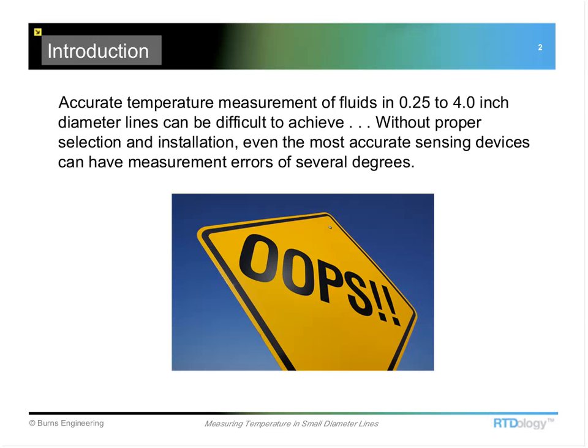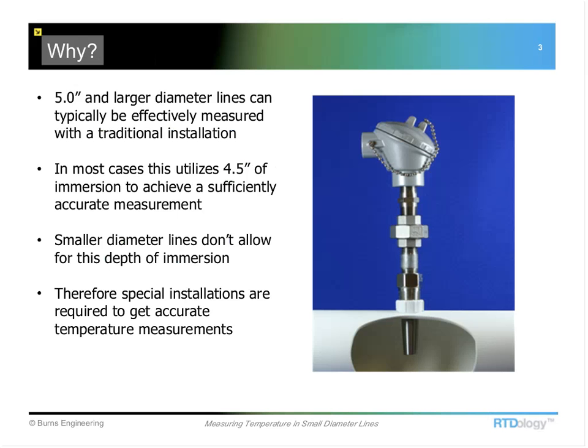Welcome everybody, and thank you for joining us today. I'm going to talk today a little bit about some of the problems that are encountered with measuring temperature in small diameter lines, and we have defined small diameter lines as anything less than 4 inches. You can start out with a real accurate sensor, but if you don't plan the installation and do the piping correctly, you can end up with some fairly large temperature measurement errors.